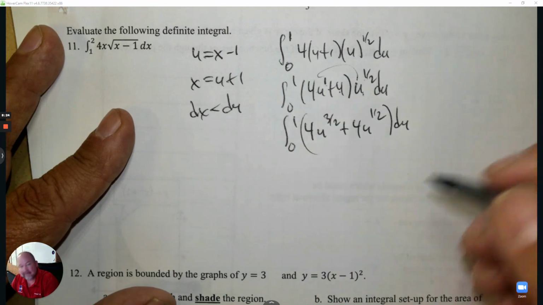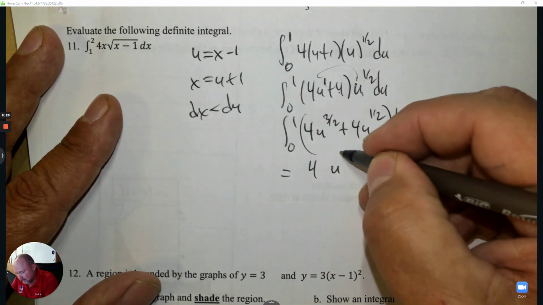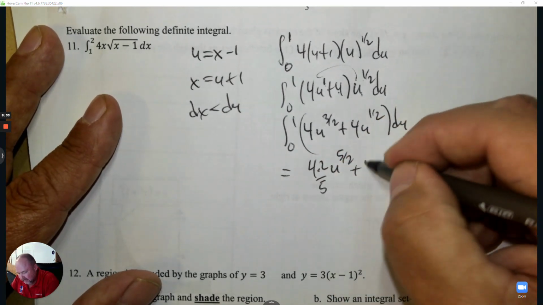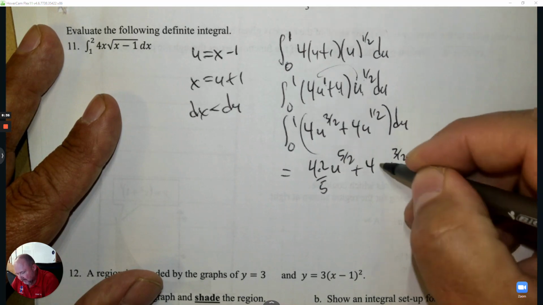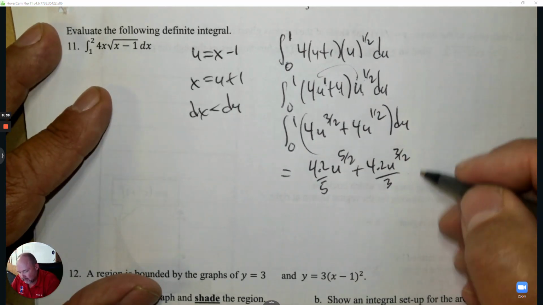We're finally ready to now integrate. So what does that mean? I add 1 to the exponent. That's 5 over 2. And then I do the reciprocal. Again, I add 1 to the exponent. And then I do the reciprocal. And it goes from 0 to 1.